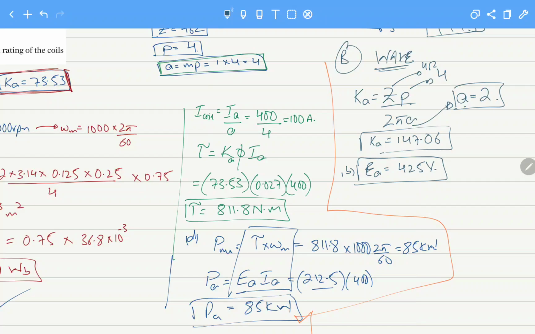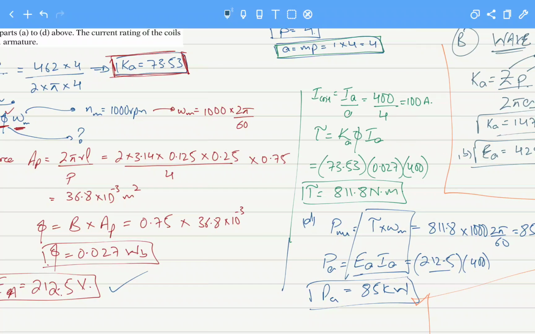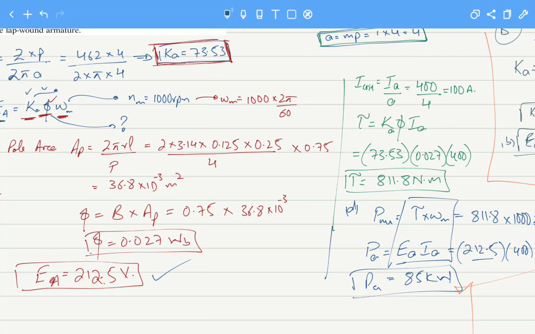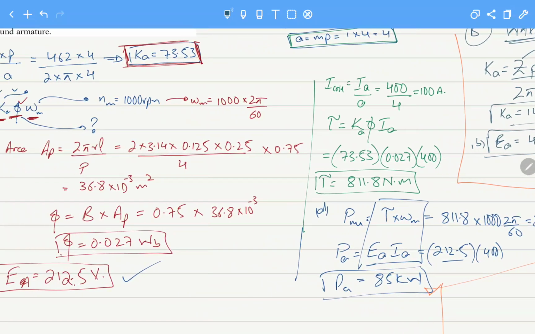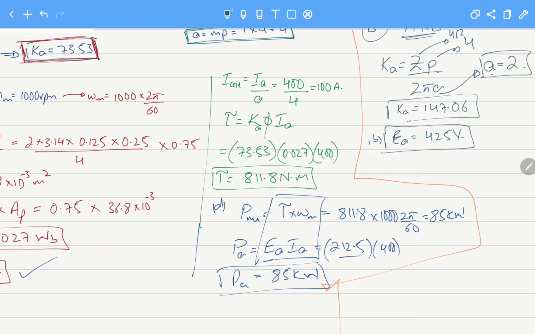So one of the important differences between lap and wave winding that can be seen is that there is a clear difference in the induced EMF voltage, which is higher, almost double.